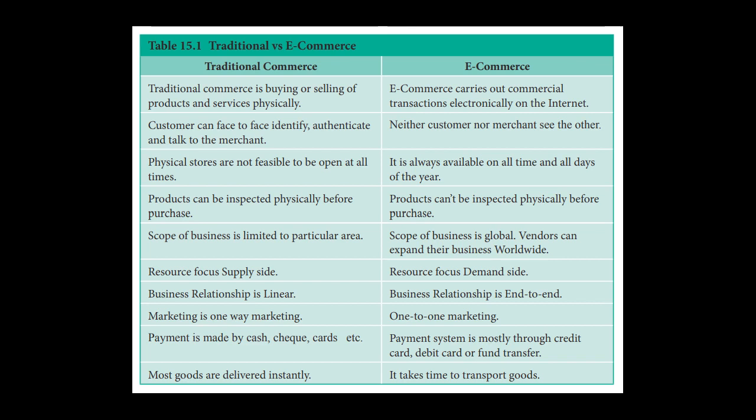Then the third point in traditional commerce is that physical stores are not feasible to be open at all times. That means if it is a store, it will have a particular time limit, right? If it is a big store, they'll have shifts and all. Sometimes some pharmacies will be working for 24 hours. But normal stores, if a person is keeping a shop, that single person can't run it for 24 hours, right? So they'll have a specified time, from 9 a.m. to 7 p.m. or 10 a.m. to 5 p.m. Like that, they'll have a specific time when that physical store will be open, right?